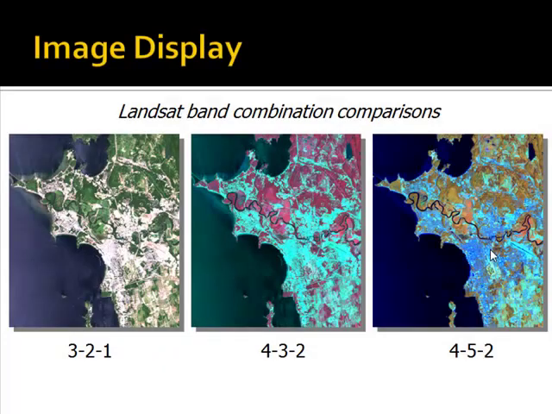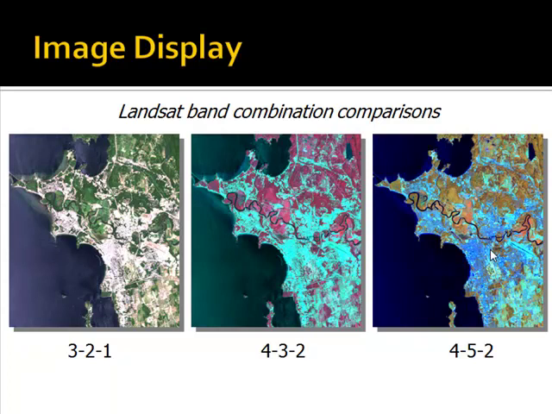Some Landsat band combinations here. When you see numbers on the left, such as 321, that's corresponding the bands to the red, green, and blue color guns. So here it means band 3, red color gun, band 2, green color gun, band 1, blue color gun. So this is what's known as the natural color composite on the left.